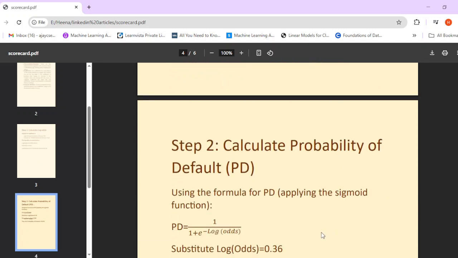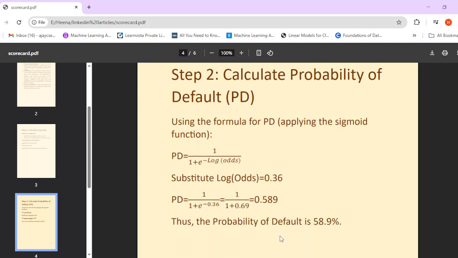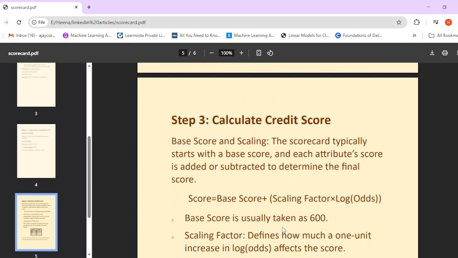Now we calculate the PD on the basis of this. So we use the formula for PD. We apply the sigmoid function, which is 1 by 1 plus e to the power of minus log of odds. So here I get 1 by 1 plus e to the power minus 0.36, which is 1 by 1 plus 0.69, equal to 0.589. So the probability of default is 58.9%. On this basis, we calculate the credit score.